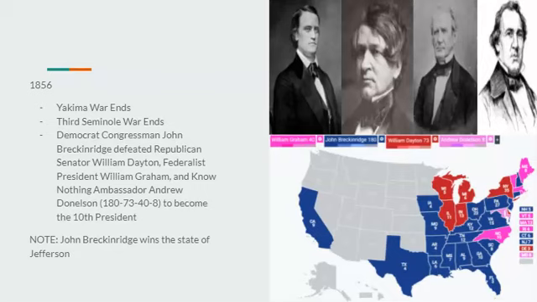And then we get to the 1856 presidential election, which is a four-way race. However, the Federalist vote is being split three-way with the American Party, or the Know-Nothing Party, with Andrew Donaldson, and the Republicans with William Dayton. So there you go. And the Democrats nominate a congressman out of Kentucky, John Breckinridge. John Breckinridge would landslide this election, defeating William Graham, William Dayton, and Andrew Donaldson with 180 electoral votes. He would become the 10th president of the United States, and he would win the state of Jefferson.